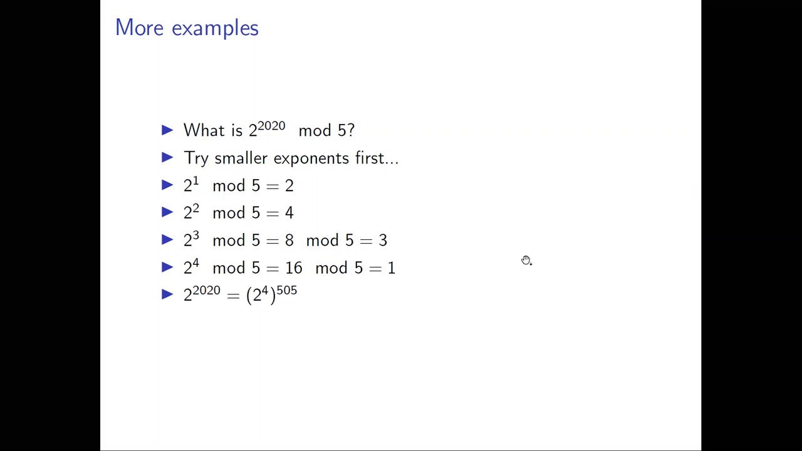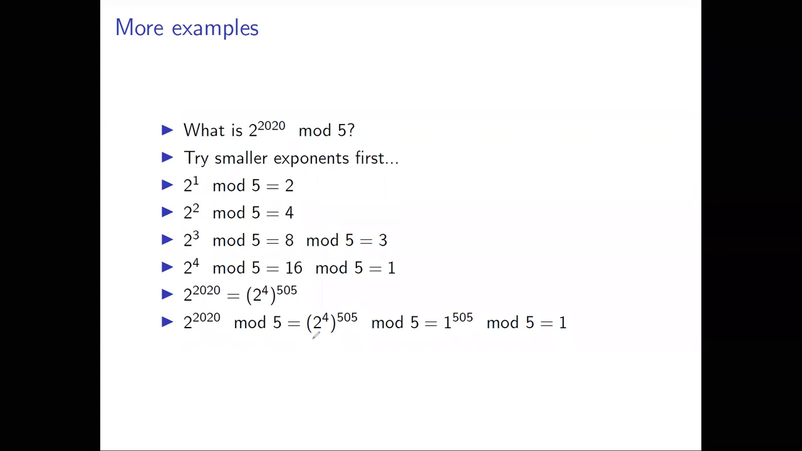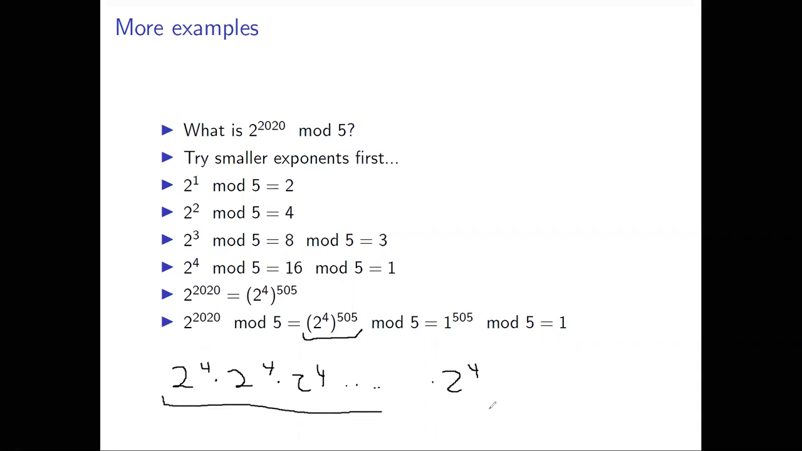Because 2 to the 2020 equals 2 to the 4 to the 505. And so to calculate 2 to the 2020 mod 5, we can write this as 2 to the 4 to the 505 mod 5. We can think of this 2 to the 4 to the 505 as writing 2 to the 4 times 2 to the 4 times 2 to the 4, and so on, times 2 to the 4, a total of 505 times.